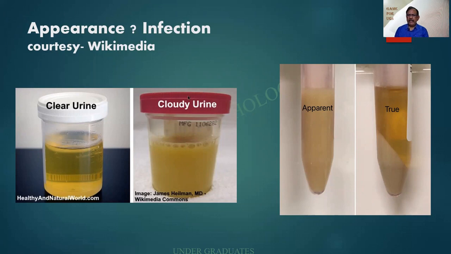And sometimes it can be because of some precipitate also. It seemingly appears to be turbid, but on settling down, the urine itself is clear, but then there is a sediment. These people should be able to differentiate. I hope you have understood the difference between color and appearance.